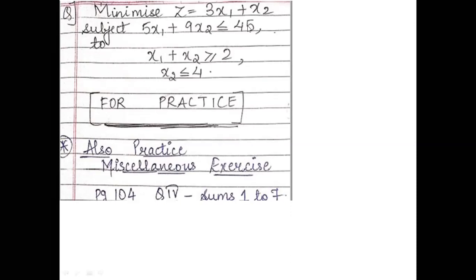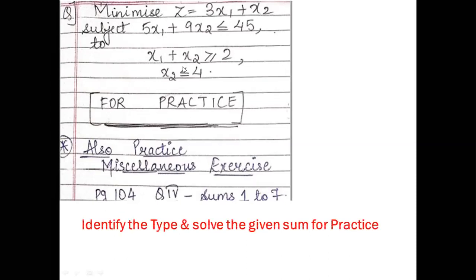Minimize Z is equal to, there are again three inequations, but again you have to try and identify the type of the sum. So as you can see over here, there is one independent variable and the signs are different. Less than, greater than, again less than. So practice this sum class, and if any difficulty, please let me know.